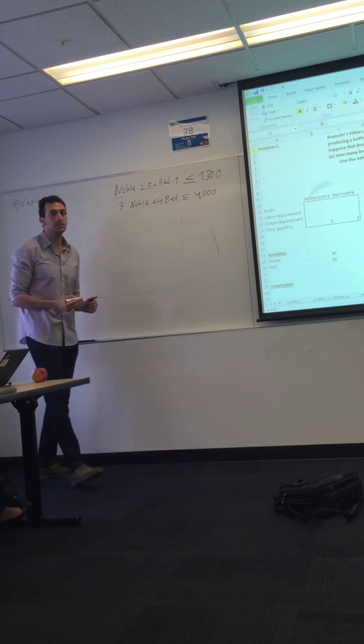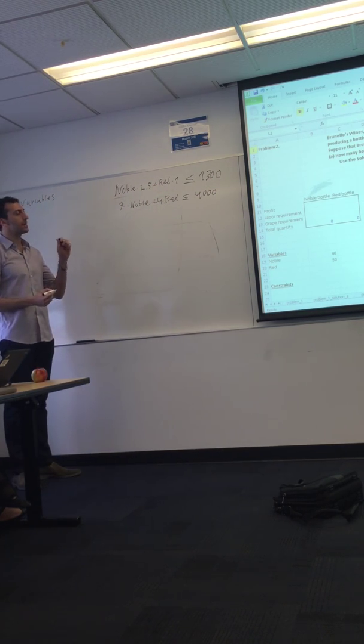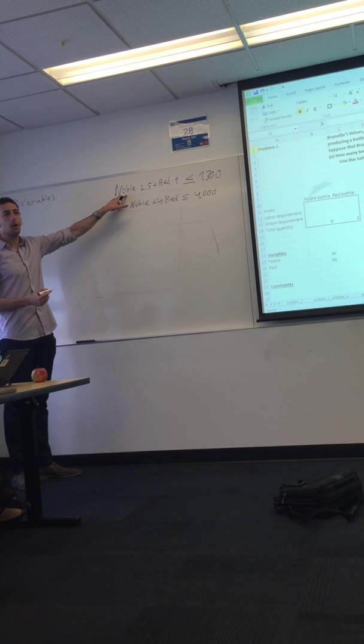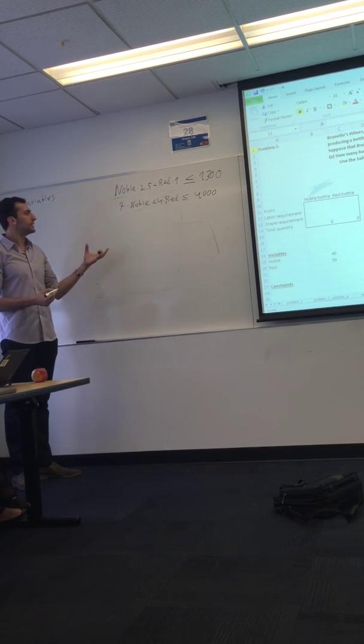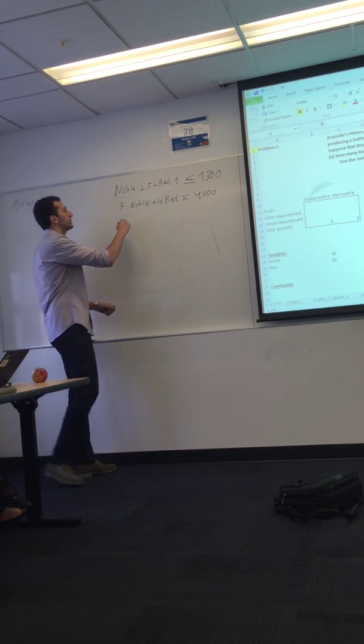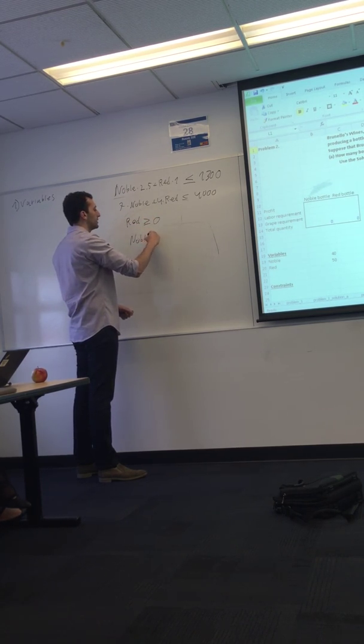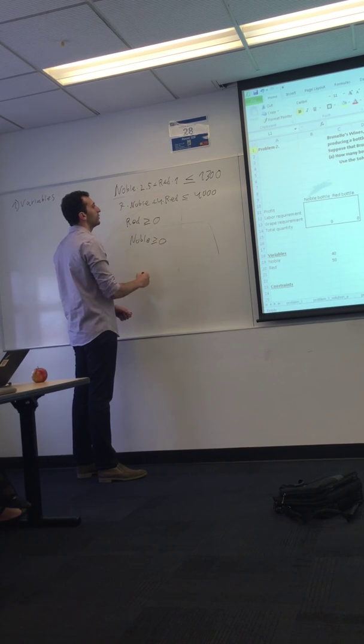And now Christina said that there are some constraints that are implicit. Because I might run the solver, and the solver will tell me, hey, you should create minus 10 bottles of Nobel. So bottles of wine can't be negative. I will add these constraints. Red is greater or equal to 0, and Nobel is greater or equal to 0.